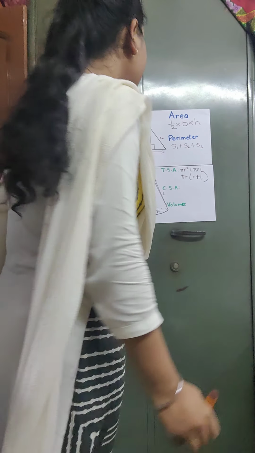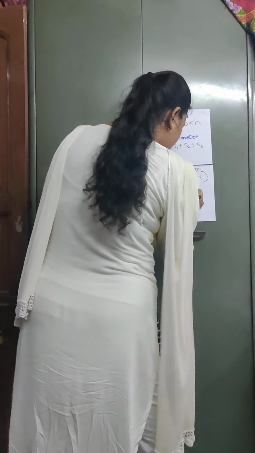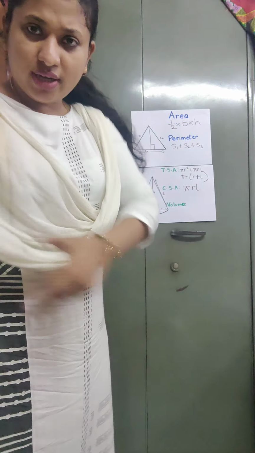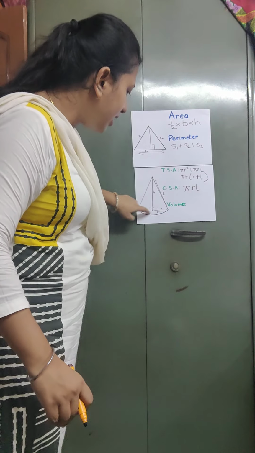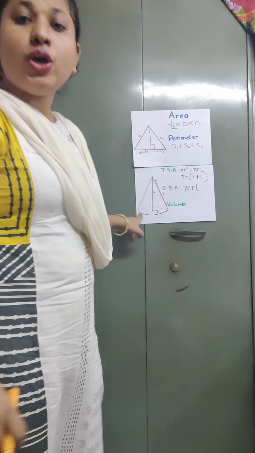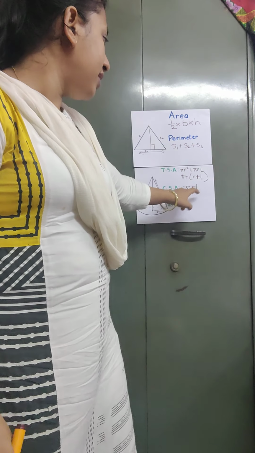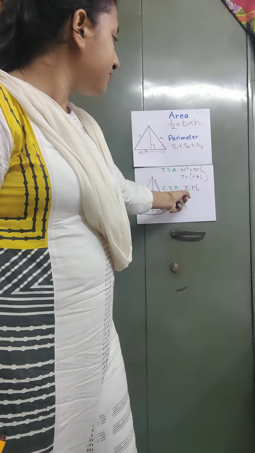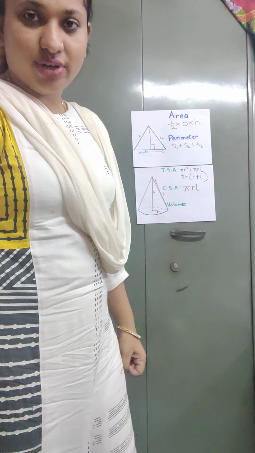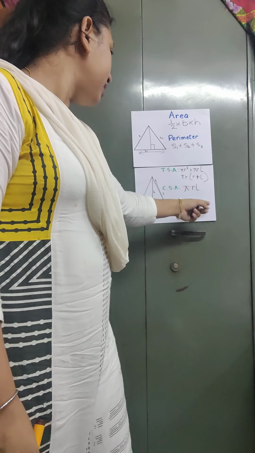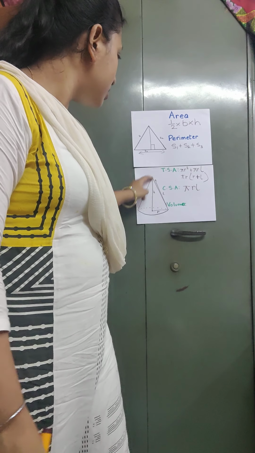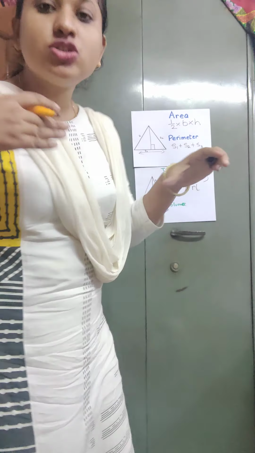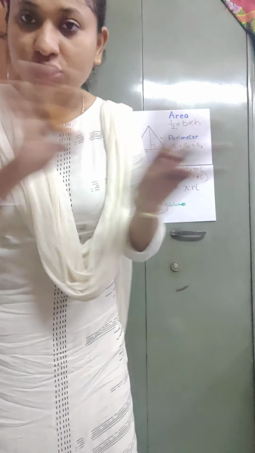What is the curved surface area? The curved surface area is pi r l. Why? Because we are excluding this circle part. We are excluding the circle part, so pi r l is the curved surface area of a cone that is hollow. It is not covered.